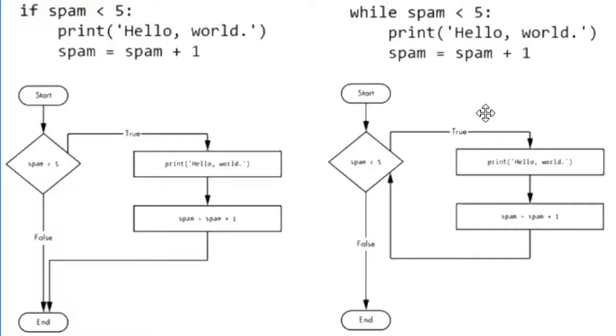With the while loop, it's exactly the same, except it starts with the start, goes to the spam, is it less than 5? If it's true, print hello world, spam plus 1, and you will notice that it doesn't go to the finish, it goes back. So at the end of a while block, the execution jumps back to the start of the while statement and rechecks that condition. If the condition is true, then the execution re-enters the whole while block until the first time the condition is false. And then it continues with the rest of the program.